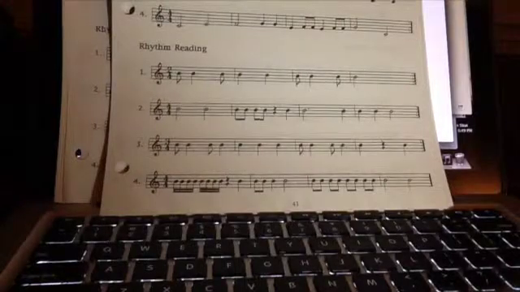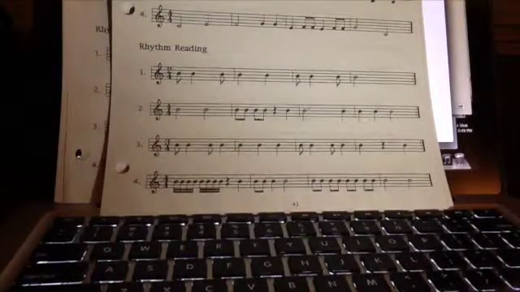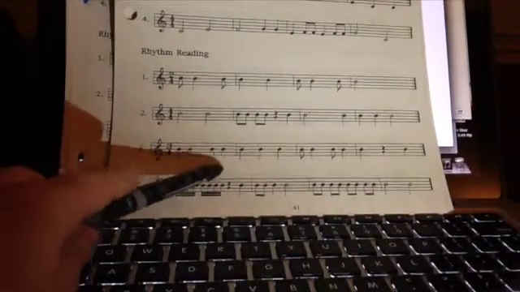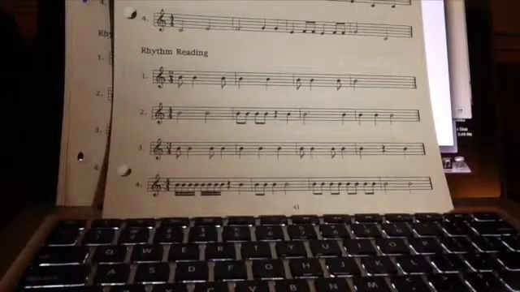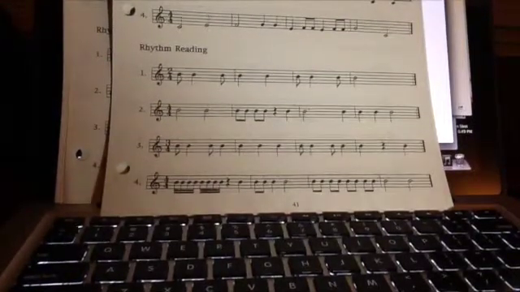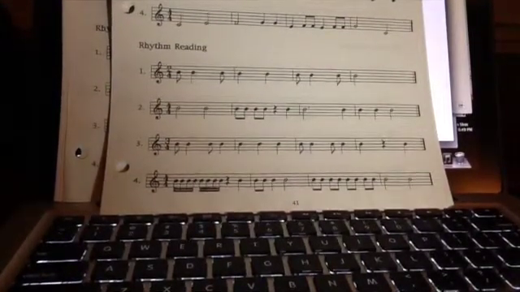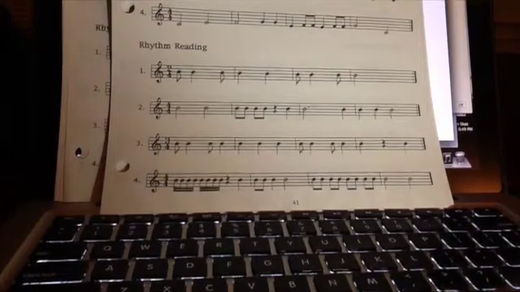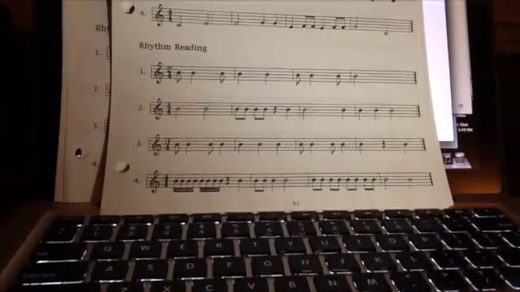In exercise number 3, we see it in a measure with 3/4, or 3 beats in a measure. So we have half plus 1 plus half plus 1 equals 3. Number 3 would sound like this. 1 and 2 and 3, 1, 2, 3, 1 and 2 and 3, 1, 3.